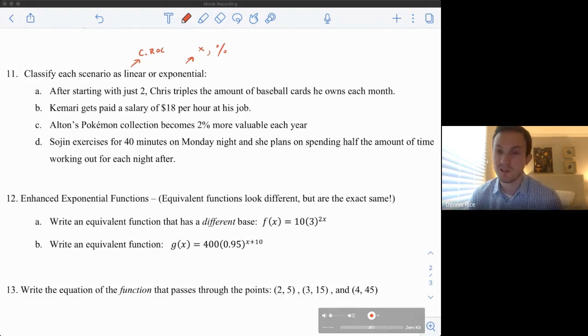Sojin exercises for 40 minutes, and then she's going to spend half the amount of time. Half the amount of time means multiplying by 1/2, so that's exponential. You don't want to get a question that's on the simpler side like this wrong, so really make sure you understand the difference between the two.